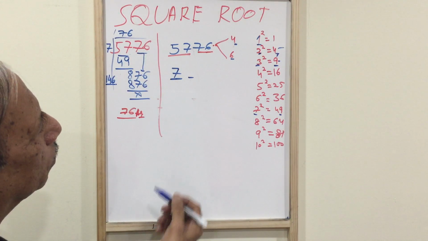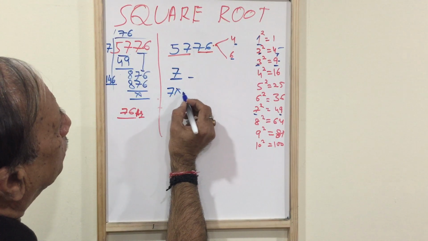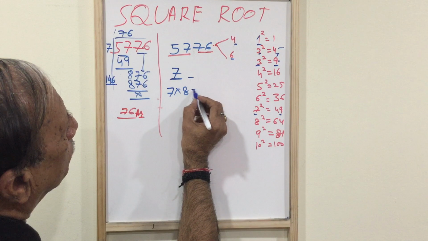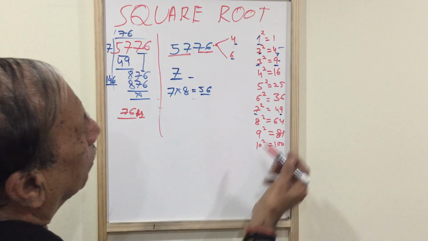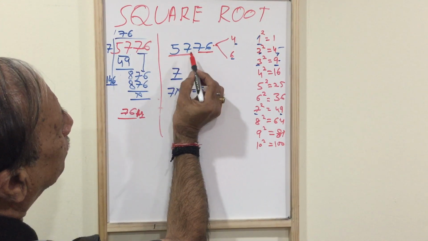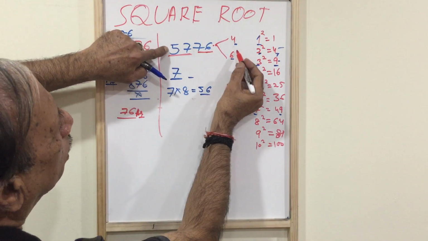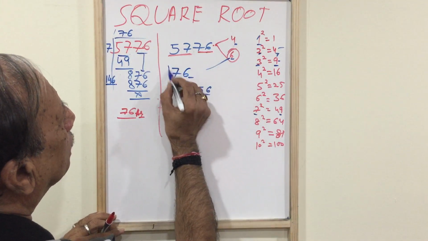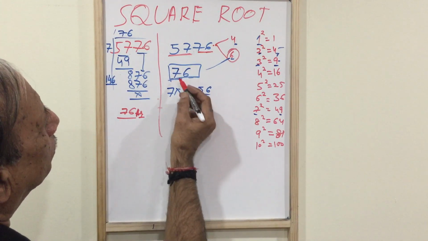In order to select 4 or 6, we multiply this 7 by the next number. 8 comes after 7, so this is 56. Now 56 is less than this number, and 57 is more. Because 57 is more than 56, we select the higher number, which comes here. So the square root of this number is 76.